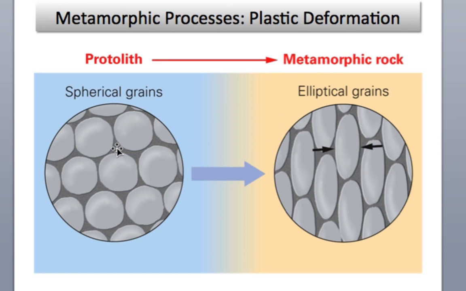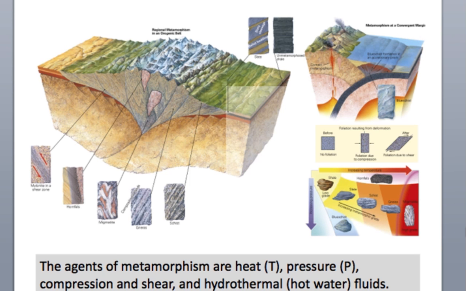Plastic deformation, right, where the rock warms up enough that we can stretch these pebbles and make them more elongate. So we talked about these agents of metamorphism, right? The heat, the pressure, the compression, the hydrothermal fluids.